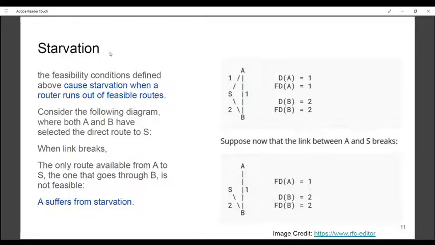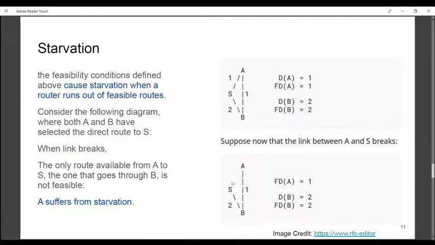So what exactly is starvation? It is defined as what is caused when a router runs out of feasible routes, so it has no feasible route to the source. So it leads to starvation. In this diagram you can see we have the metrics of A and B and the feasibility distance, and now take the case where the link between A and S breaks.